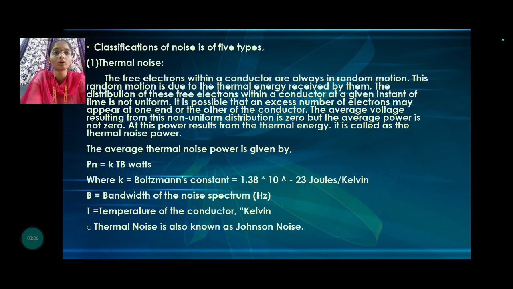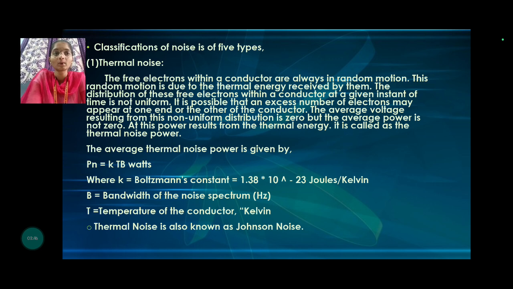When it comes to thermal noise, the free electrons within a conductor are always in random motion. This random motion is due to the thermal energy received by them. The distribution of these free electrons within a conductor at a given instant of time is not uniform. It is possible that an excess number of electrons may appear at one end or the other of the conductor. The average voltage resulting from this non-uniform distribution is zero, but the average power is not zero. As this power results from the thermal energy, it is called thermal noise power.